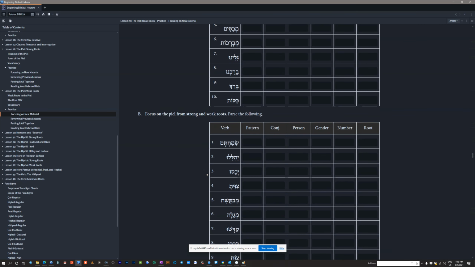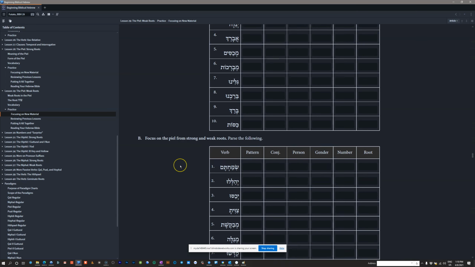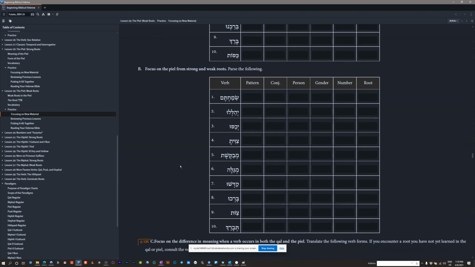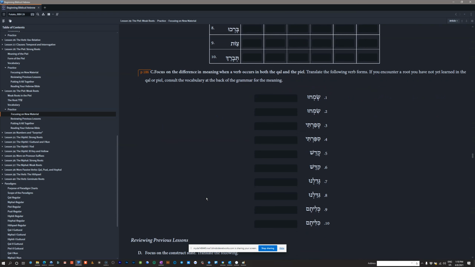All right, so here we looked at PL and weak roots. Down here, we're just mixing in some strong roots. So this is going to be the same thing. It's just going to have some easier stuff added in. Let's look at C. Focus on the difference in meaning when a verb occurs in both the cal and the PL. Like I talked about before, if a verb can appear in both, the primary idea is going to be to add some sort of intensification.